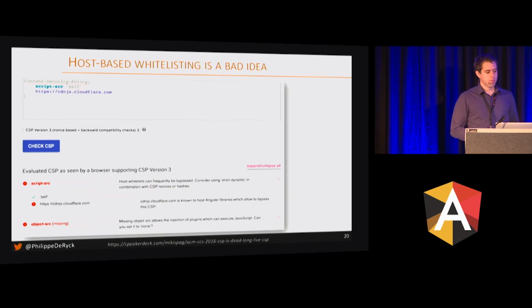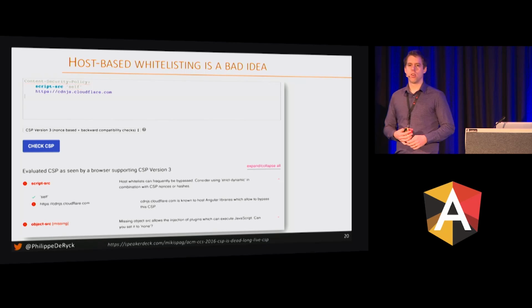Until this summer, when Google investigated CSP. They tried to use it. It didn't work very well for them internally. And they actually analyzed existing CSP policies. And they found a lot of people whitelisting CDNs.